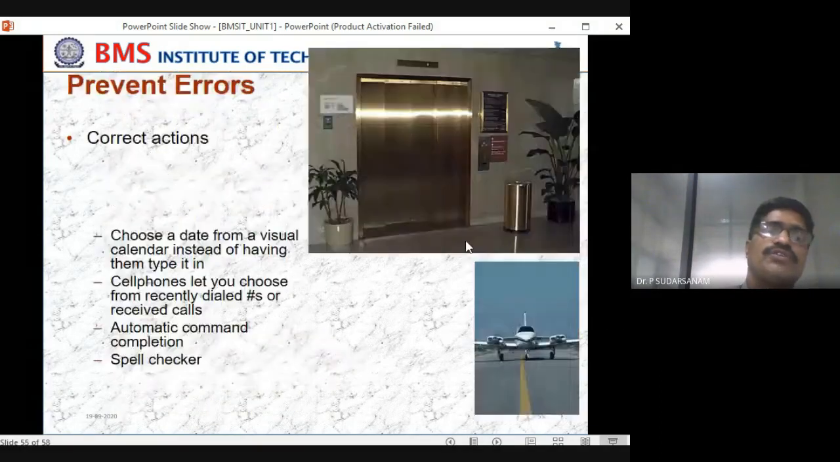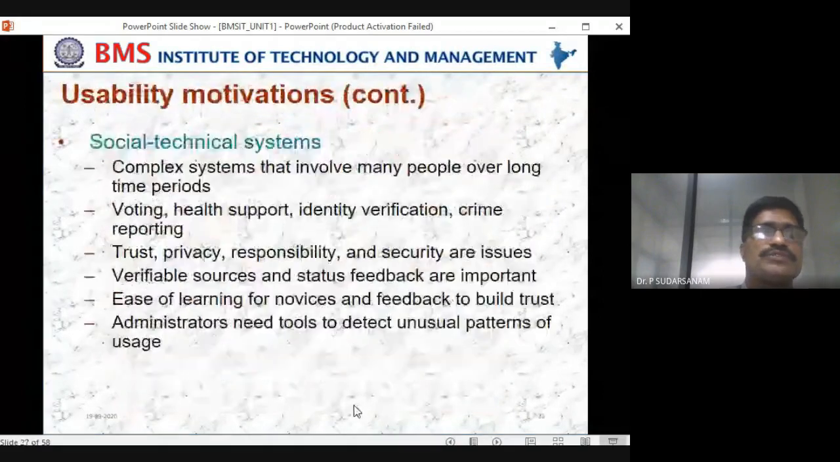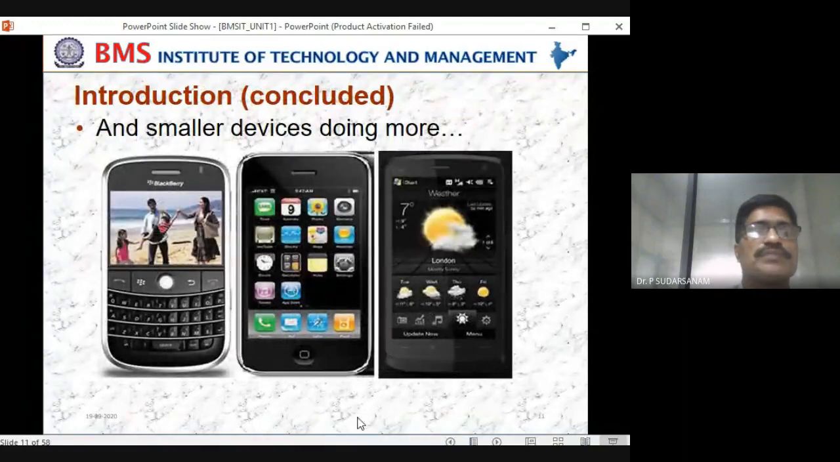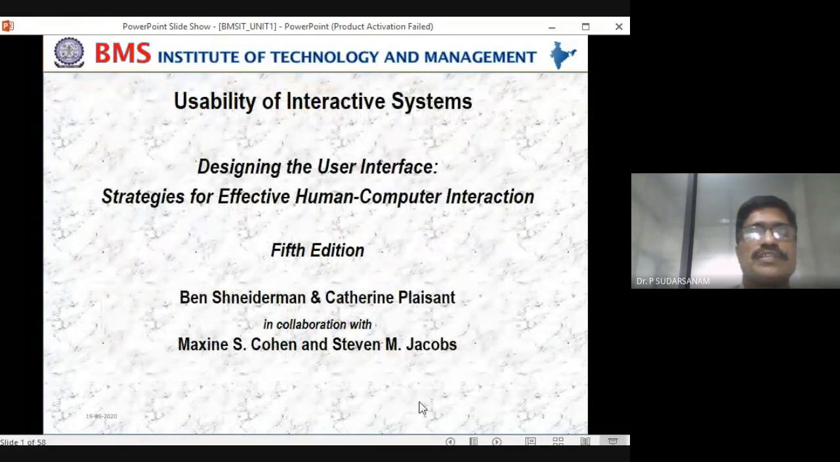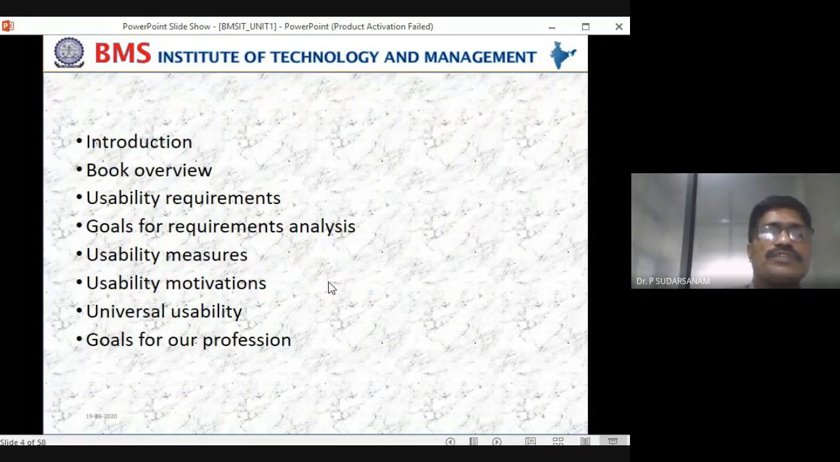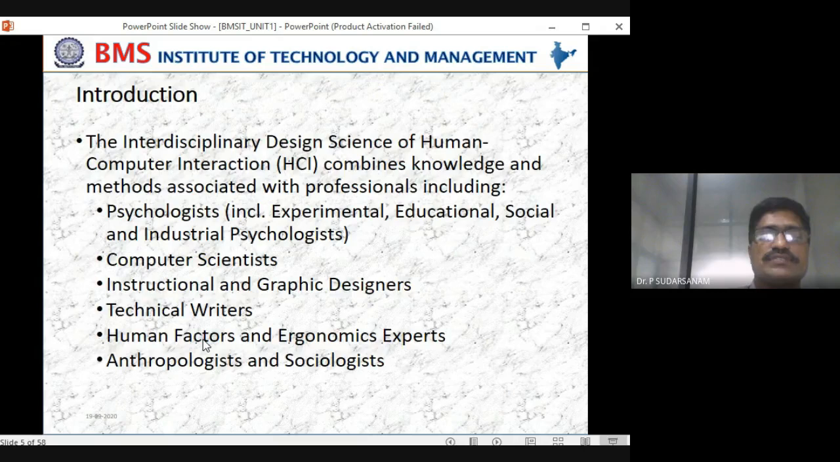I have shown you all the examples with respect to user interface design, first chapter and second chapter. For the first chapter, what I told you: introduction, book overview, usability requirements, goals for the requirement analysis, usability measures, motivation, usabilities, and goals for our professions. The introduction we have seen, where we are using all these things. So this is the first chapter, and the important points were about where we are using all these things.